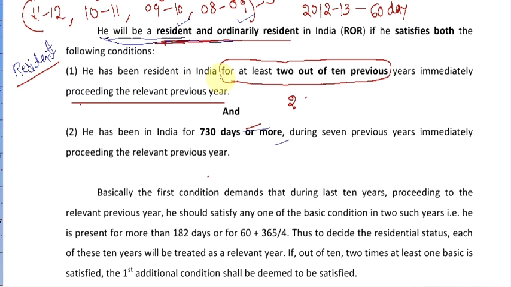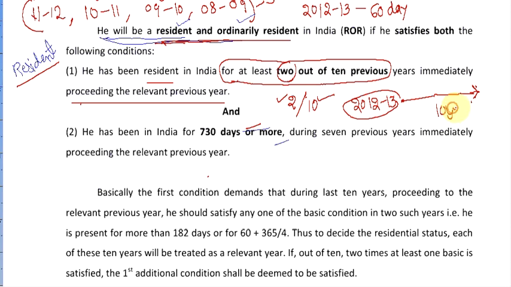He has been resident in India for at least 2 out of 10 years. He must be a resident in India at least 2 years in the last 10 previous years. In the last 10 previous years means, for example, our previous year is 2012-13, not this, from here the previous 10 years. Any 2 years he must be resident. And plus, from here to here 10 years are there, na? Only we are taking 7 years. In 7 years he must stay at least 730 days. 730 days in 7 years.